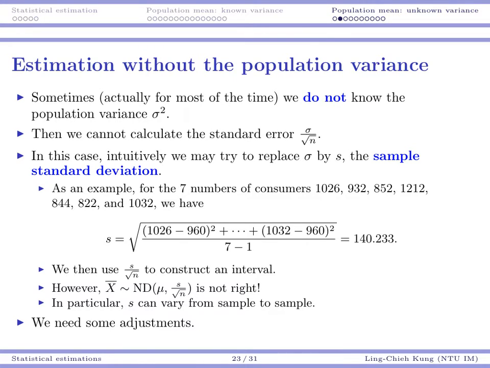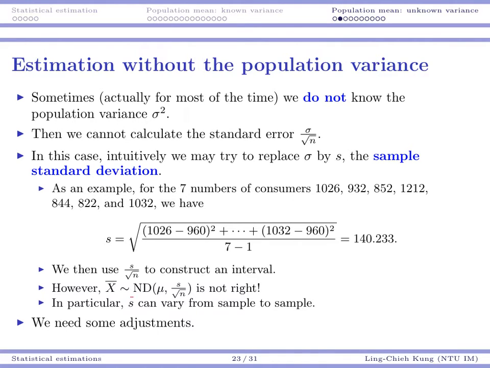For example, for those 7 values we obtained in our example, we can first calculate the sample mean, and then use the formula for sample standard deviation to calculate the sample standard deviation. So the sample standard deviation is around 140. We then probably want to use S over square root of n to construct an interval. However, we can know that this would be wrong, would be misleading.